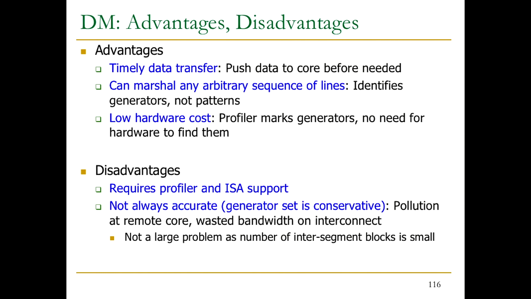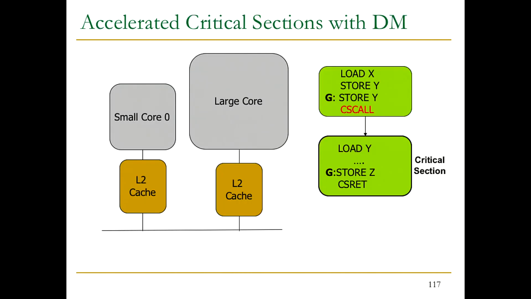Because you actually mark these generated sets based on some profiling. If your runtime data set is different from your profiling set, the path you take at runtime is different, you may actually marshal some data that's not needed to be marshaled. And this causes some waste. And it turns out this is not a big problem in the workloads that are examined because the number of inter-segment blocks is actually small, as I said earlier. But these are on the critical path, because assuming the segment is on the critical path, once it gets to this instruction that's loading this data, it stalls, right? Because it's somewhere else.